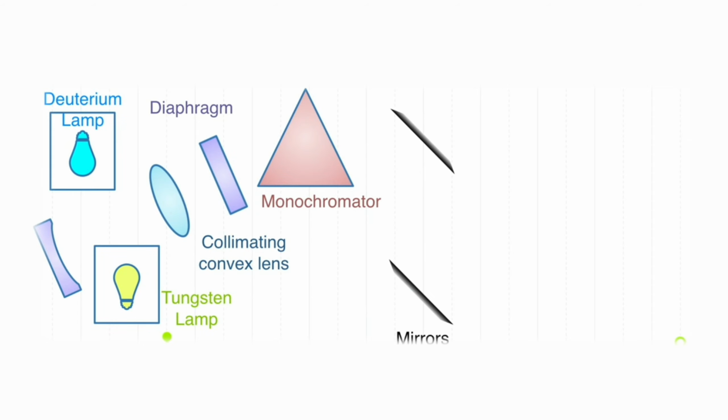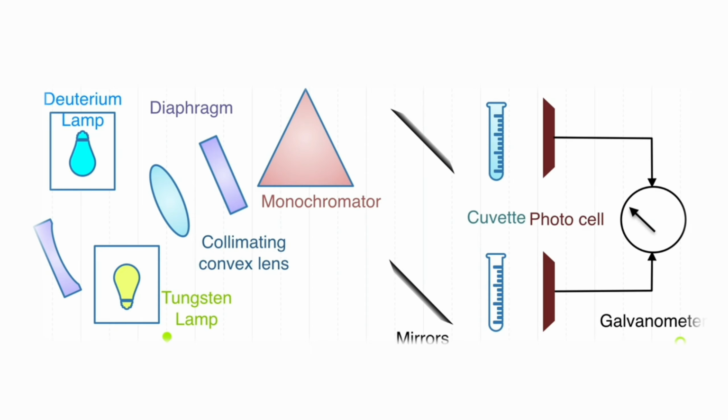After the monochromator, there are two plane mirrors which are placed. These plane mirrors are used to change the direction of the light. After the mirrors, there are two cuvettes, one for the sample and one for the blank solution. And finally, there are two photocells or detectors placed. One is connected to the cuvette containing the sample solution, and another one is connected to the cuvette containing the blank solution or solvent. Ultimately, these photocells or detectors are connected to the computer or the readout system so that we can get the signal.